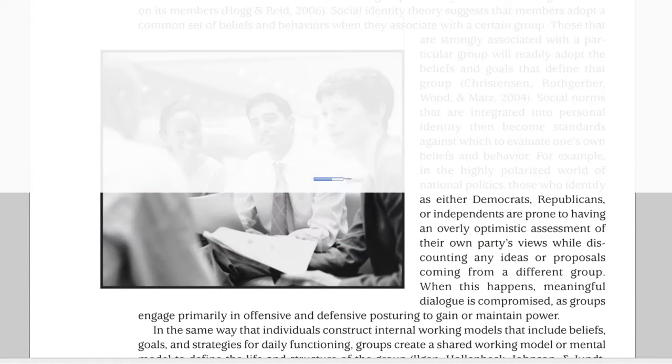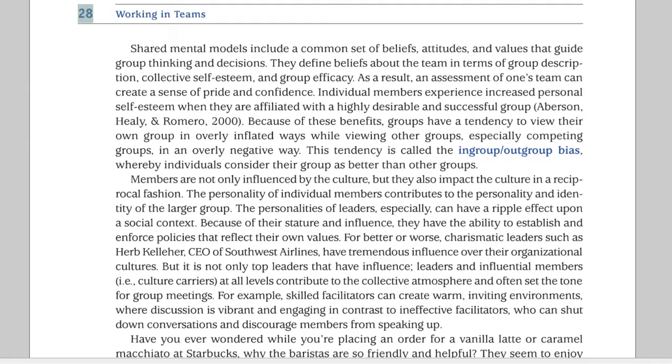Working in teams. 28. Shared mental models include a common set of beliefs, attitudes, and values that guide group thinking and decisions. They define beliefs about the team in terms of group description, collective self-esteem, and group efficacy. As a result, an assessment of one's team can create a sense of pride and confidence. Individual members experience increased personal self-esteem when they are affiliated with a highly desirable and successful group.